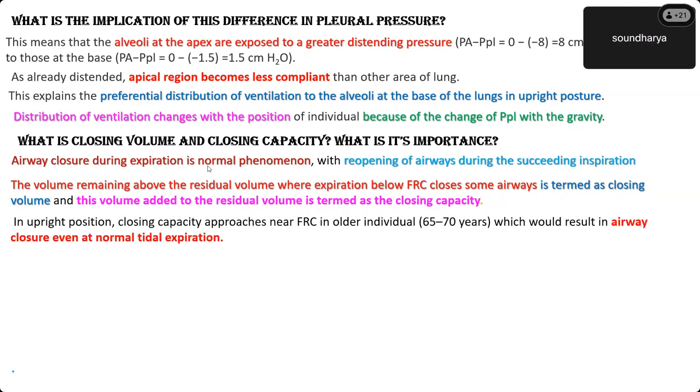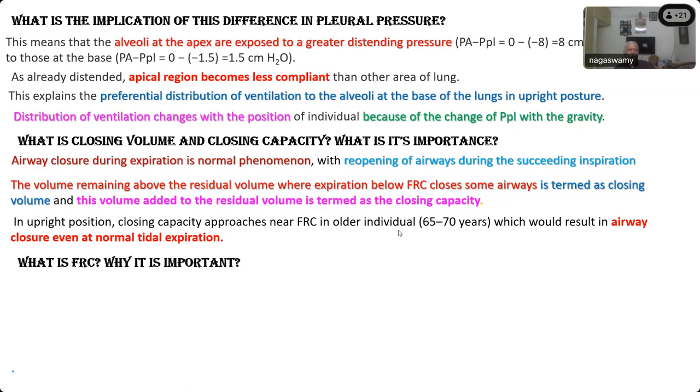In the upright position, normally closing capacity approaches near FRC in older individuals. As age advances, the closing capacity, even by nature, becomes equal to or slightly exceeds FRC as you grow older, and would result in airway closure even at normal tidal expiration. So this is the importance of CC. You must always talk in terms of its relationship with FRC, and that is how the closing capacity becomes important.